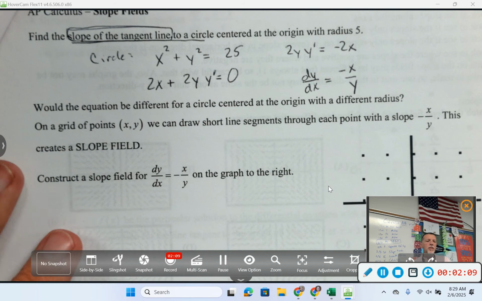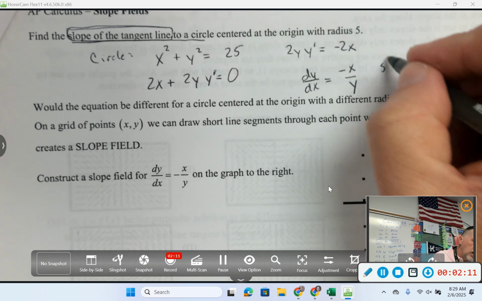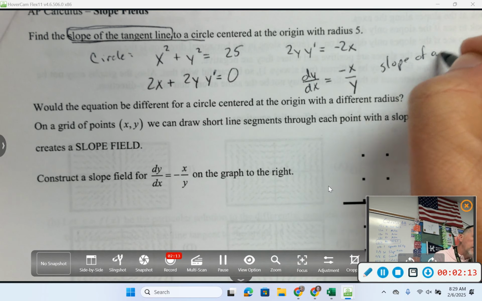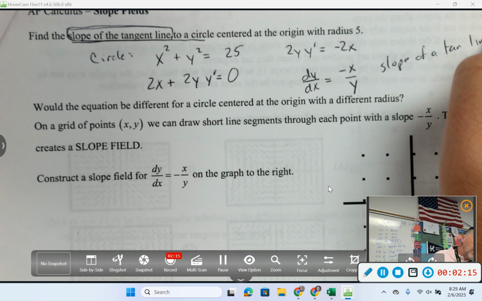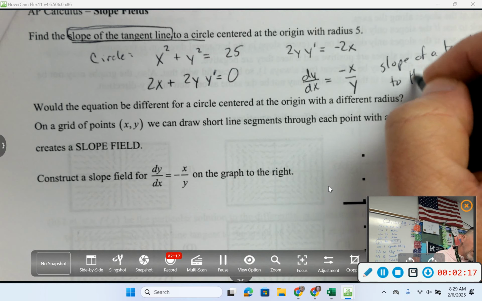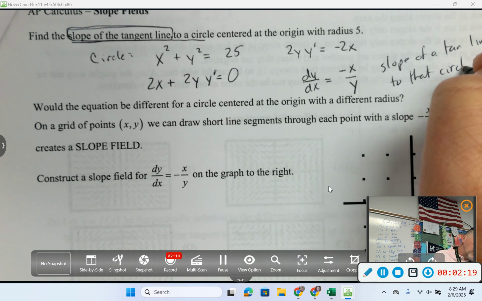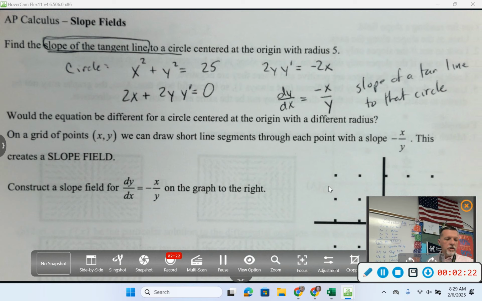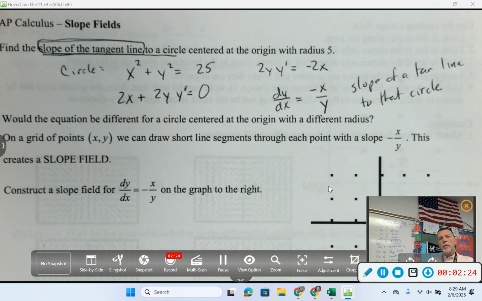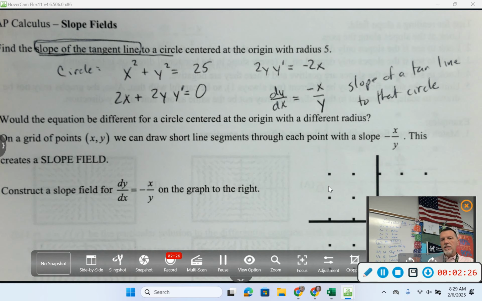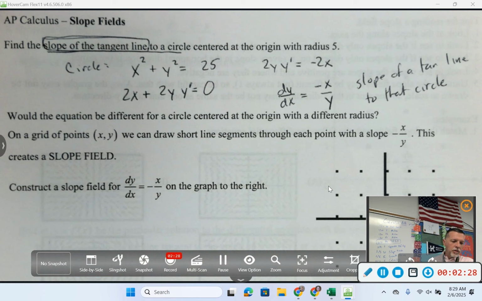So that would tell me the slope of a tangent line to that circle. I mean, we would need to know what coordinate we were at, but we would get the slope of the tangent line to that circle at whatever point.